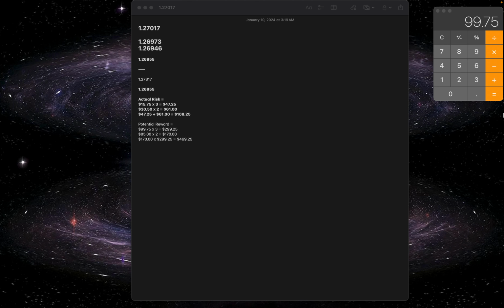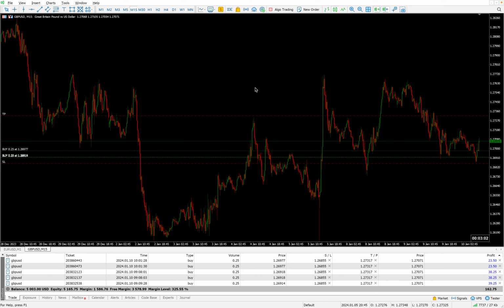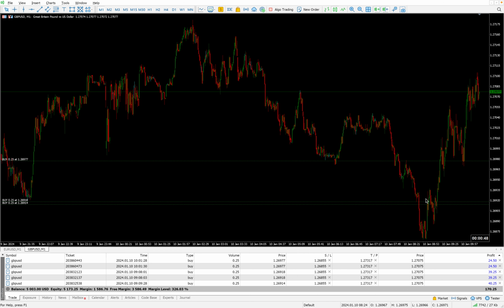All right, so I'm in this trade over here, and basically what I was doing was I took a couple of different entries. So I entered right here, and then I also entered down here, right here.